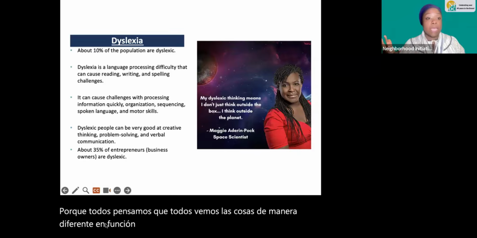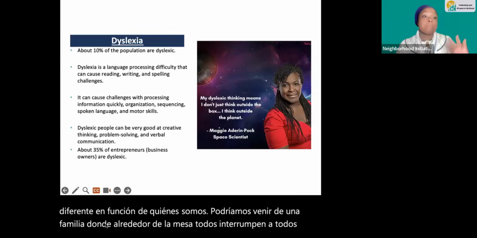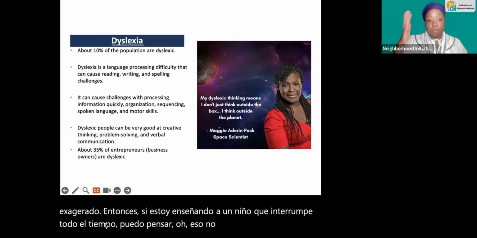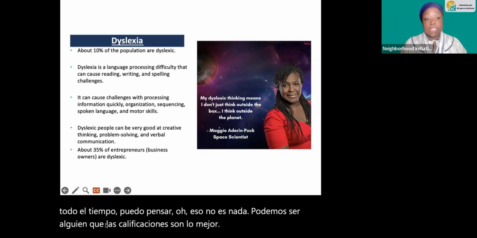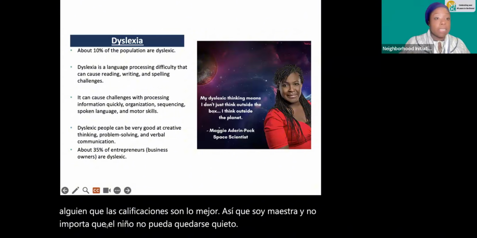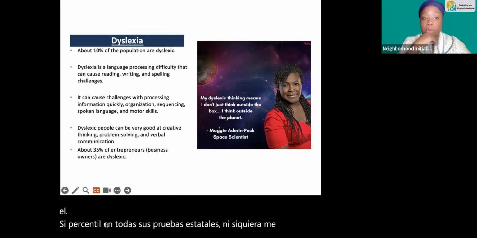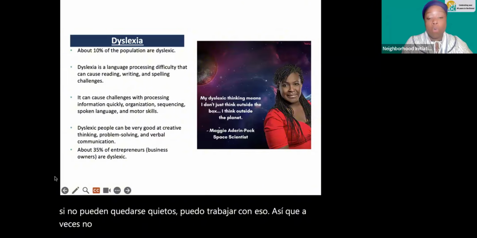We might come from a family where around the table everyone interrupts everyone to talk, and it's not seen as rude, it's not seen as over the top. So if I'm teaching a child that interrupts all the time, I may think, oh, that's nothing. We may be someone that grades are the top thing. So I'm a teacher, and it doesn't matter that that child can't sit still. They're scoring high in the 90th percentile in all their state tests. I don't even care if they can't sit still. I can work with that. So sometimes we don't notice because of who we are.